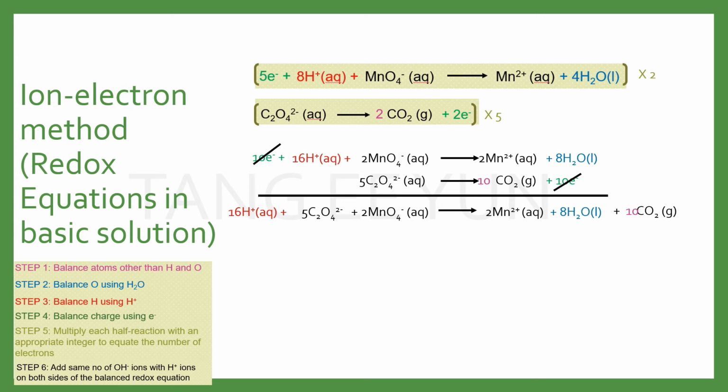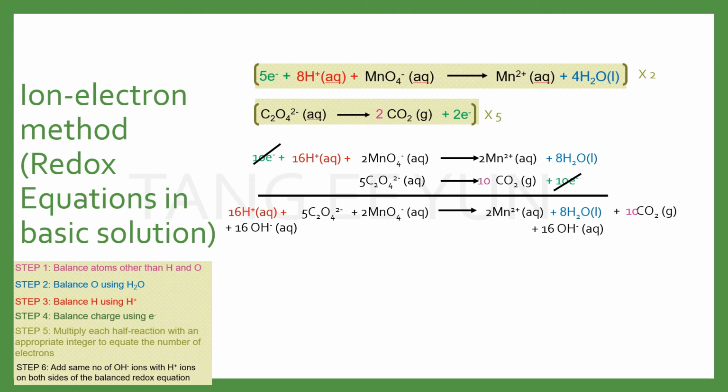To balance a redox equation in basic medium, we need to add step number 6. After step number 5, we get 16 moles of hydrogen ion on the reactant side. In step number 6, to balance the redox equation in basic solution, we need to add an equal number of hydroxide ions as hydrogen ions on both sides of the balanced redox equation. So that means we need to add 16 moles of hydroxide ion on both the reactant and the product sides.